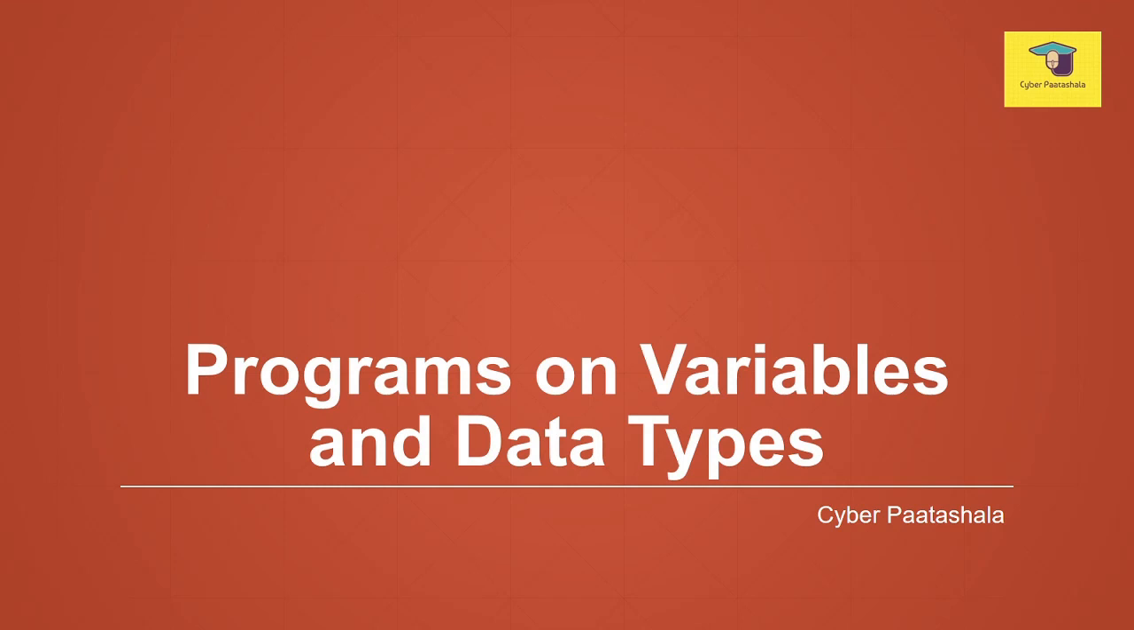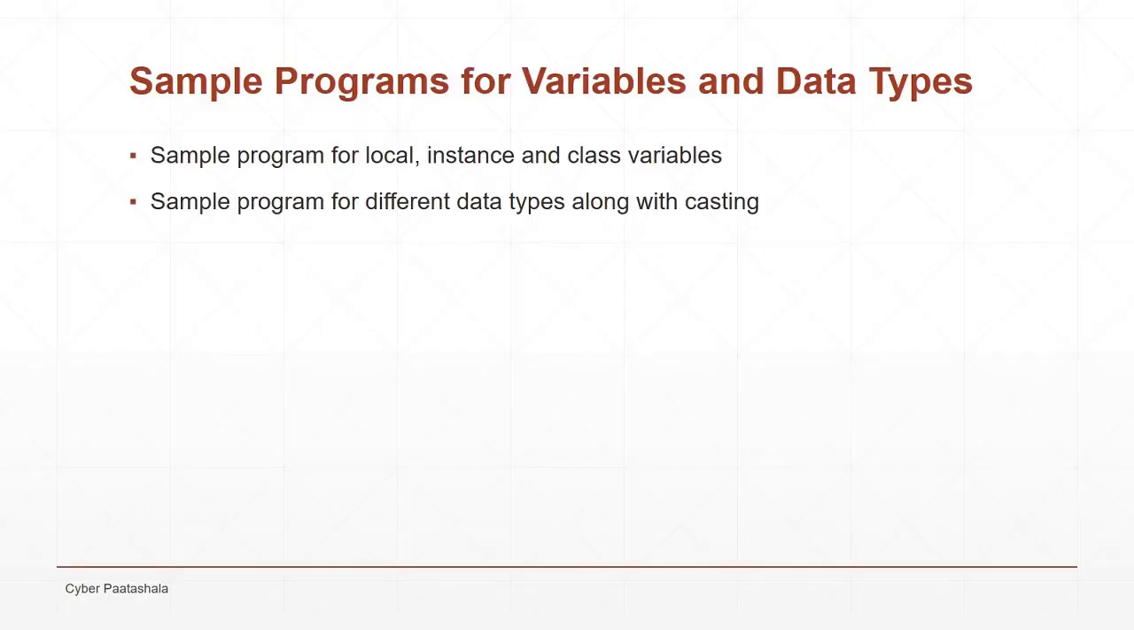This video is an extension for the previous session on variables and data types. As this video is already lengthy, I am not putting any other sections in this video. Let us write two sample programs here. The first one is a sample program for different types of variables like local, instance and class variables, and the second one is a sample program for different data types along with casting.